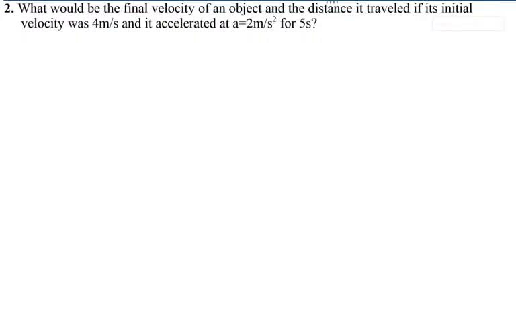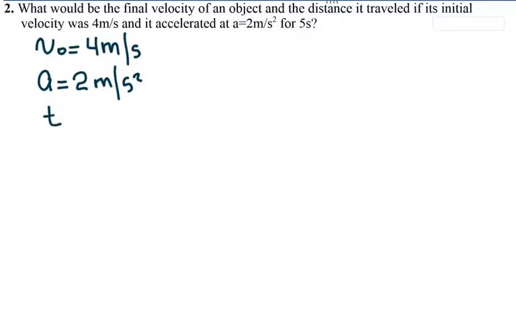Let's look at some questions that you have in your lessons online. What would be the final velocity of an object if the distance it traveled, or displacement if it's in the same direction and the distance is the same thing, if its initial velocity was 4 meters per second and its acceleration is 2 meters per second squared for 5 seconds? In these questions, I'm always going to start with whatever is given. So the initial velocity of an object was 4 meters per second. The acceleration is given. So the acceleration is 2 meters per second squared. The time is given, 5 seconds.